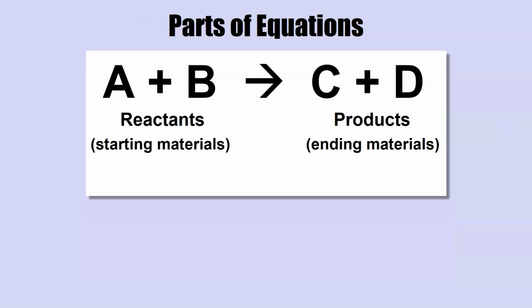The things we start with on the left are called reactants. The things we end with on the right are called products. If you see in parentheses, sometimes they're called starting materials or ending materials. I have a habit of calling them that just because of the type of work I used to do before I was a teacher. It was industry-based chemistry.